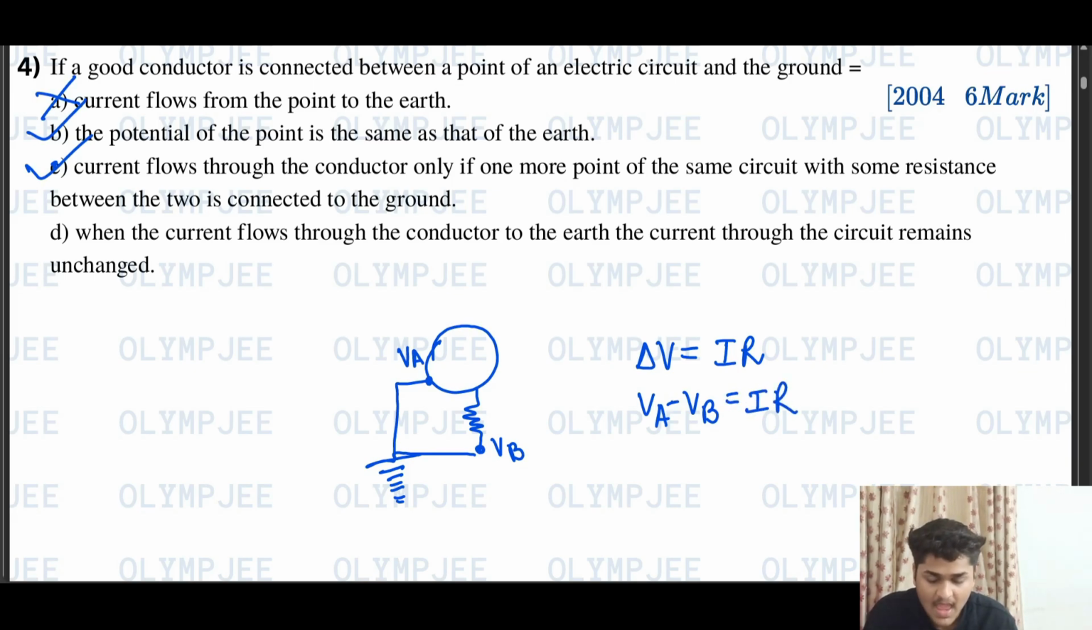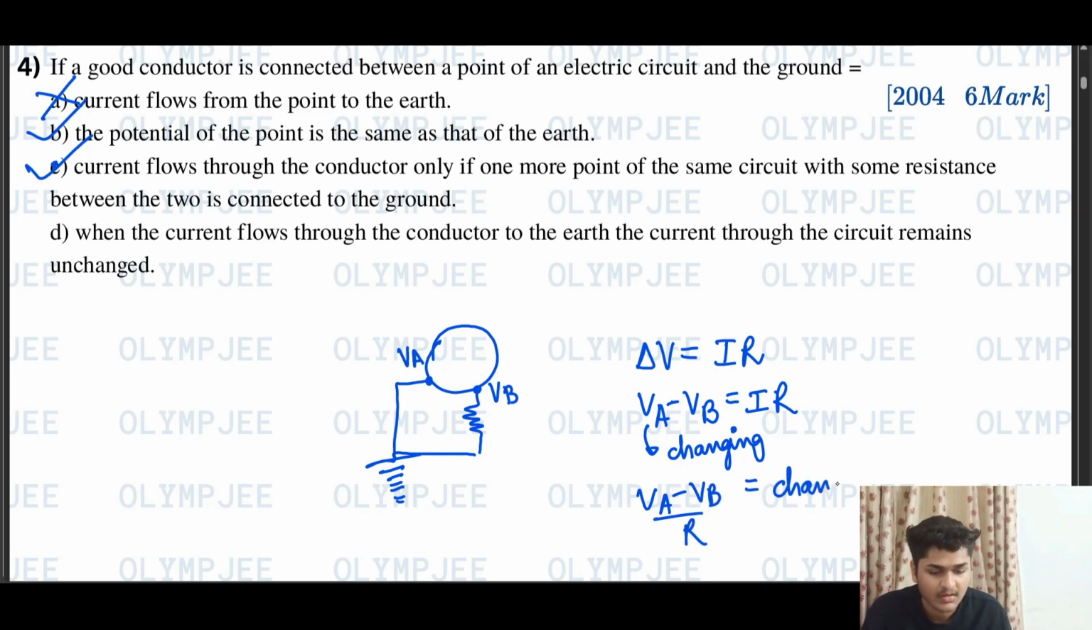Sorry, I should have taken a point over here somewhere. Imagine this is VB. So VA minus VB is equal to IR. And VA is changing. So VA minus VB by R is also changing, right? Because this potential will continuously try to become equal to this earth potential, so VA will be constantly changing. So D option is wrong because current will not be constant.